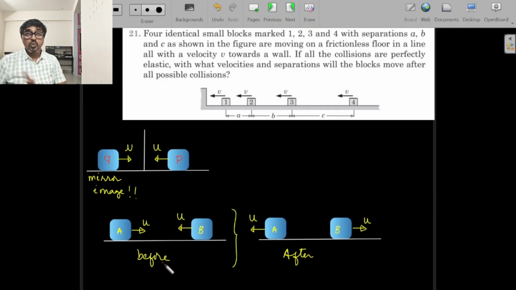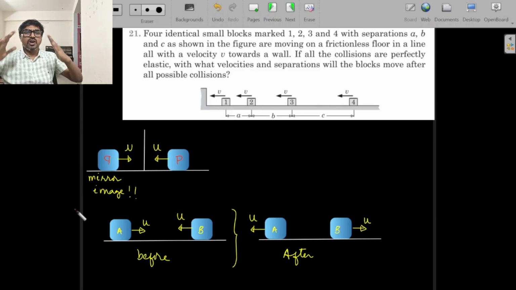Now let us say there are two blocks here, A and B. They are approaching each other with the same speed, equal mass, and an elastic collision. Then what would happen? They will exchange their velocities. They go in opposite directions. The same thing you can visualize as A going through B and B going through A, as if they are going through each other. If you don't know the symbols, whether it is A or B, you don't understand which block is which, so you can imagine A going through B to the other side and B going through A to the other side.